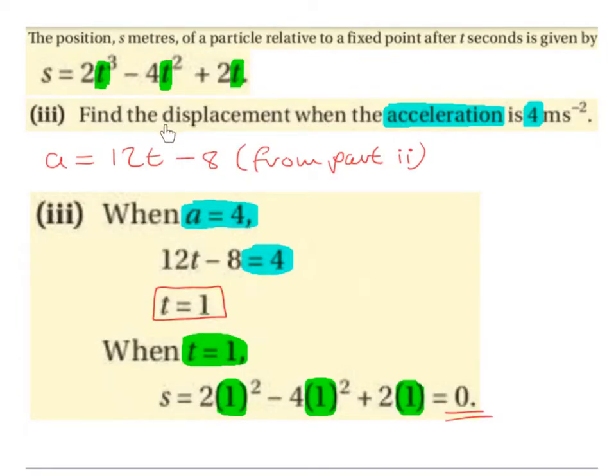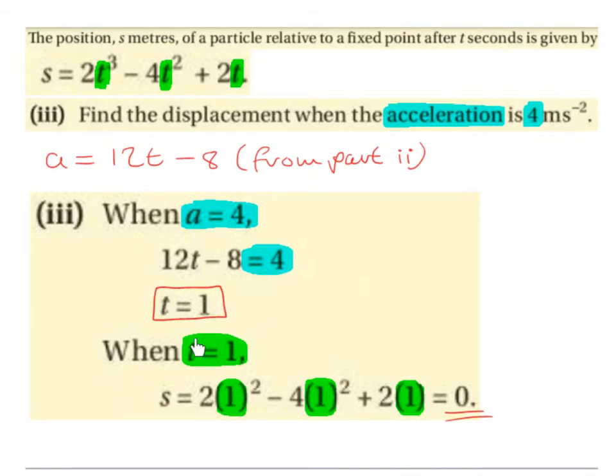Part 3. Find the displacement when the acceleration is 4 meters per second squared. In part 2, we worked out that the acceleration was 12t minus 8. So we're interested when the acceleration is equal to 4. So we're going to let 12t minus 8 equal 4, and we solve for t. We bring the minus 8 over the equal sign, it becomes plus 8. So we have 4 plus 8, which is 12. So 12t equals 12. And dividing across by 12, we get t is equal to 1.